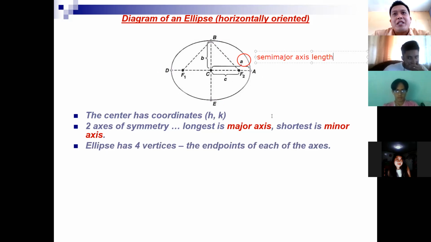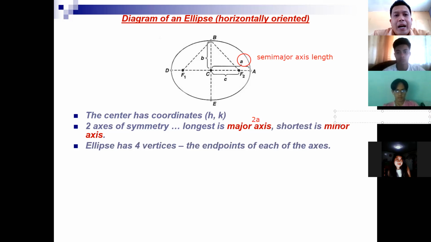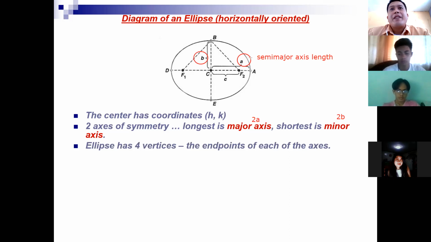Because the major axis is 2A. The major axis is twice of A, and then the minor axis is twice of B. B is located here. So if this is a semi-major axis, this is the semi-minor axis. Whereas P stands for the distance of your focus to the center. In your parabola, we note it as P, right?